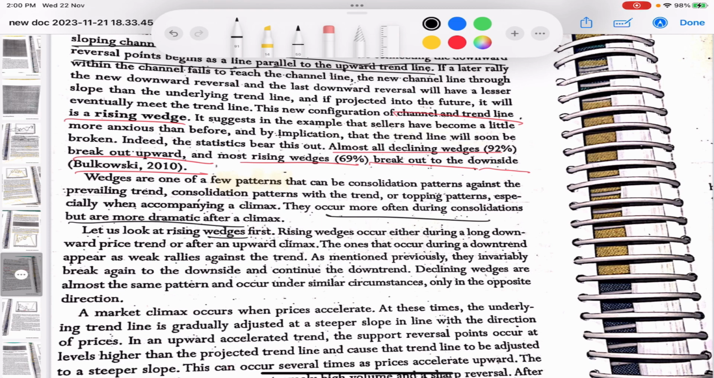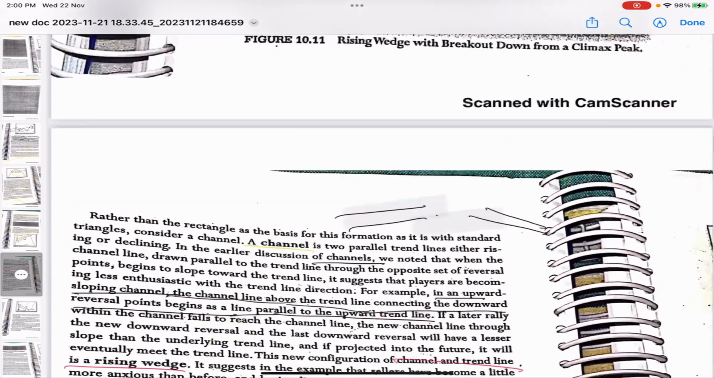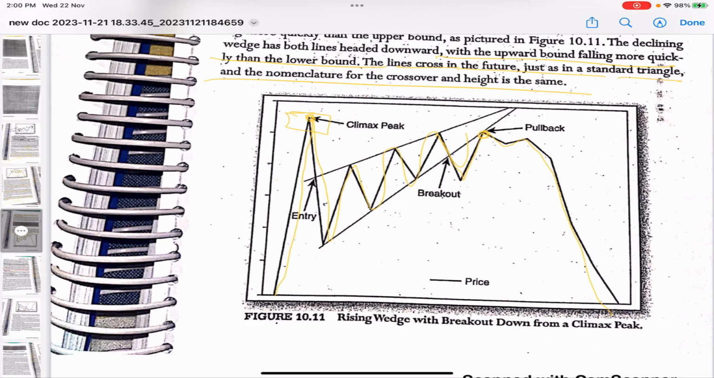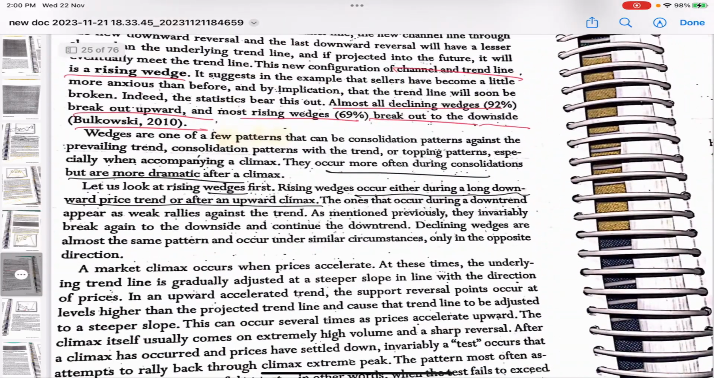So looking at the rising wedges first, since we've been discussing the opposite side of the wedge, rising wedges occur either during a long downward price trend or after an upward climax. So when there is an upward climax, then we have a rising wedge, right? We just saw the picture of that: rising wedges occur when there is a climax peak. Or the second thing is when there is a long downward price trend. After a long downward price trend, there can be an upward wedge, which means there is going to be a shift in direction.